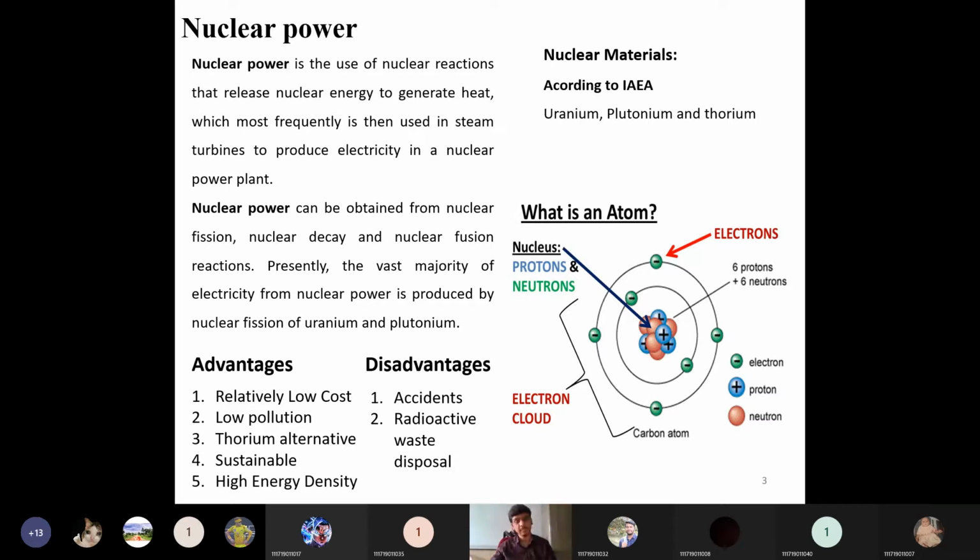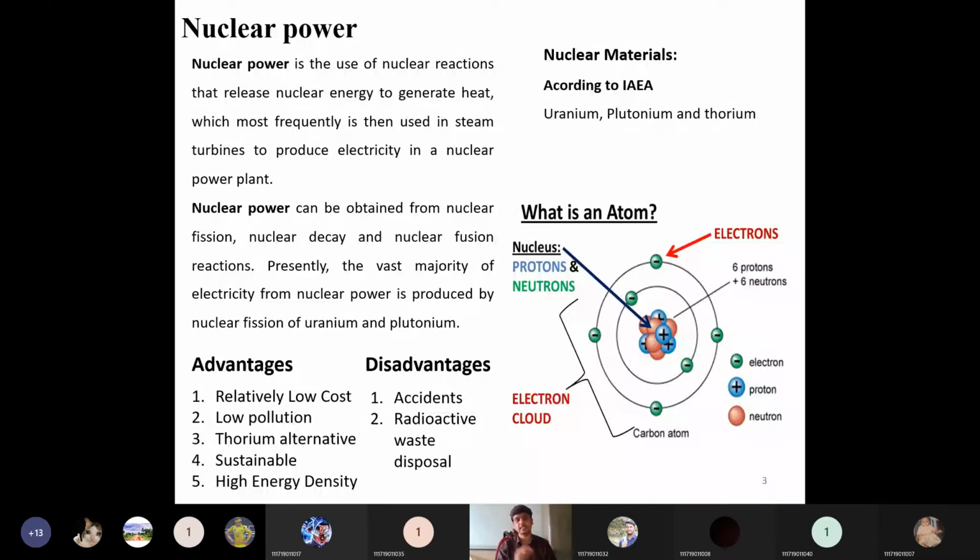But for every process, when there are advantages there will be disadvantages also. What are the disadvantages of nuclear energy? Accidents might happen. Accidents are inevitable in nuclear power plants, and we have to be very careful about them.